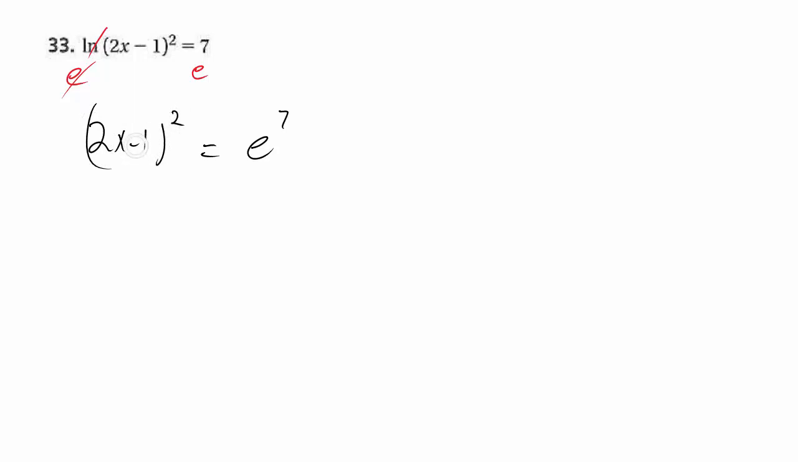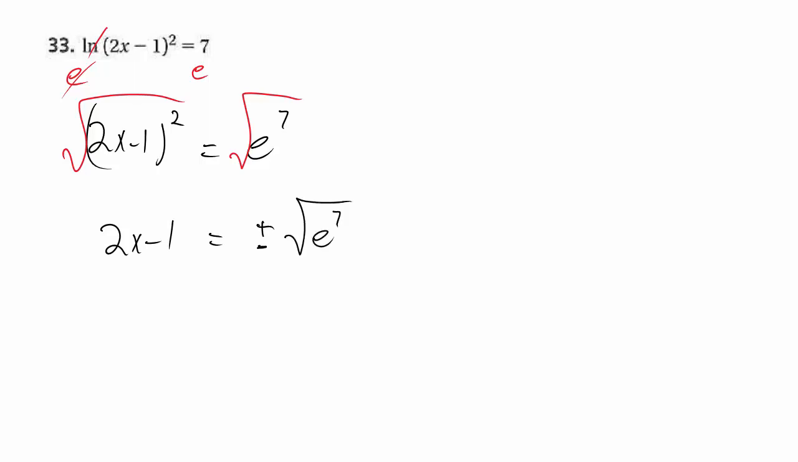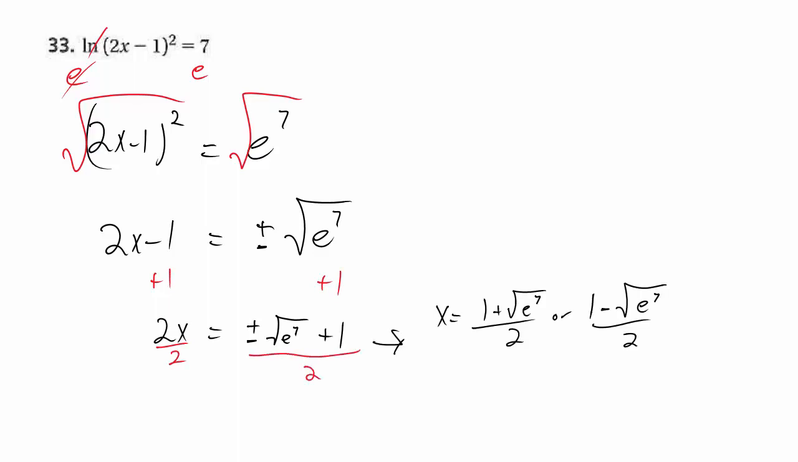So to get rid of the little exponent of 2, I'm going to square root both sides. And remember, when you square root, you might have to deal with a positive and negative case. So I'm going to do plus or minus square root of e to the 7th. And then I want to move the 1 over on each side, rewrite it, and then divide by the 2 on each side. And instead of putting the 1 on the end, I chose to put it in front. So 1 plus the square root of e to the 7th over 2, 1 minus the square root of e to the 7th over 2. Then you run that in your calculator.